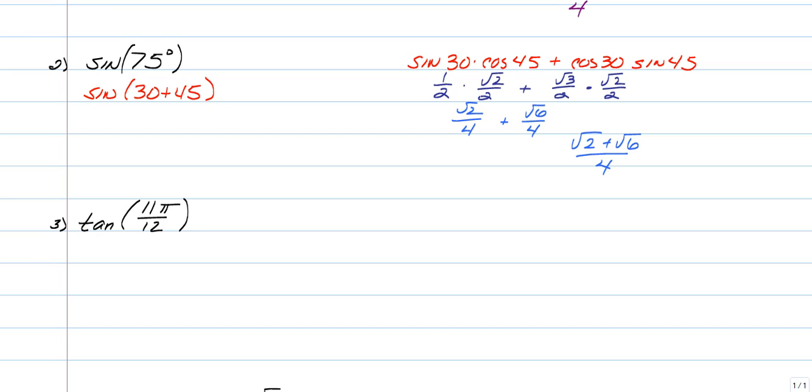Well, you should convert those angle measurements in radians to something over 12. Convert pi over 6 to 2 pi over 12. Convert pi over 4 to 3 pi over 12. Okay? Now think about it and give tangent a try.